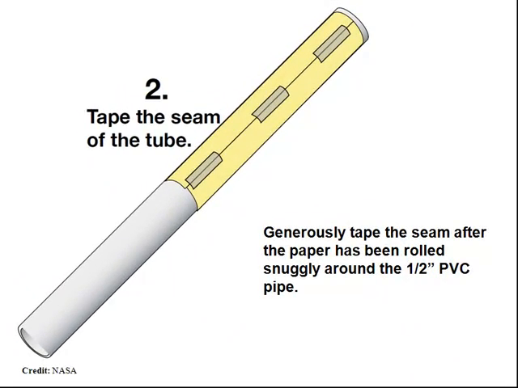By rolling the sheet of paper snugly around the PVC tube, you're creating a lot of strength for your rocket body too. For step 2, you want to tape the seam of the tube. Generously take 2 to 3 inch pieces of tape and tape the seam from the top to the bottom.